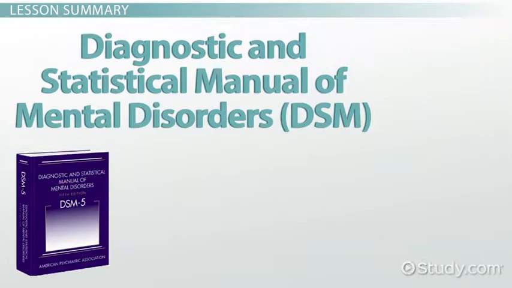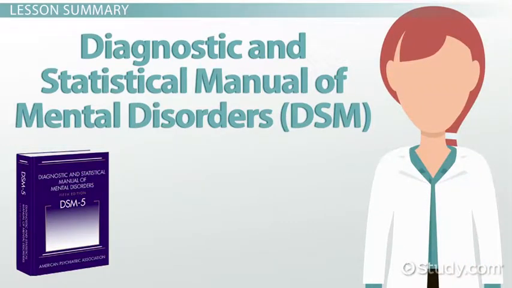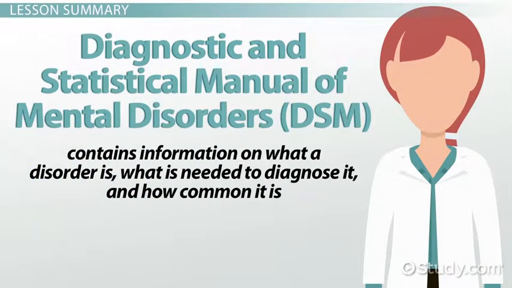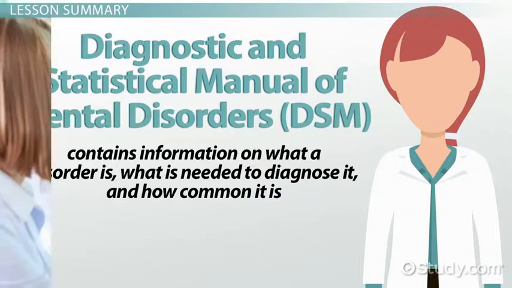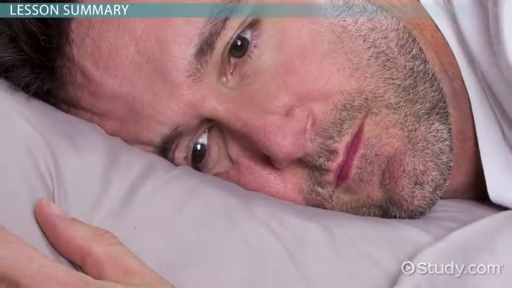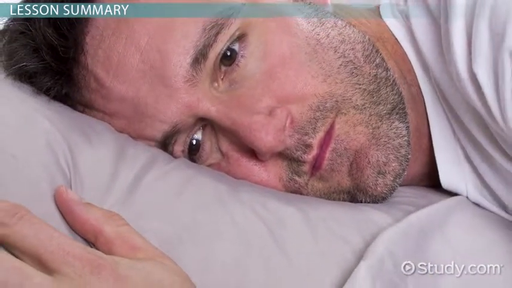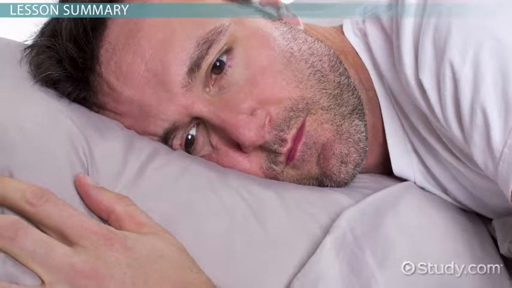The Diagnostic and Statistical Manual of Mental Disorders, or DSM, contains information on what a disorder is, what is needed to diagnose it, and how common it is. Psychologists use the DSM to help them diagnose patients. They do this by looking up a patient's constellation of symptoms and finding the disorder that contains those symptoms. The DSM-5 groups psychological disorders into clusters.